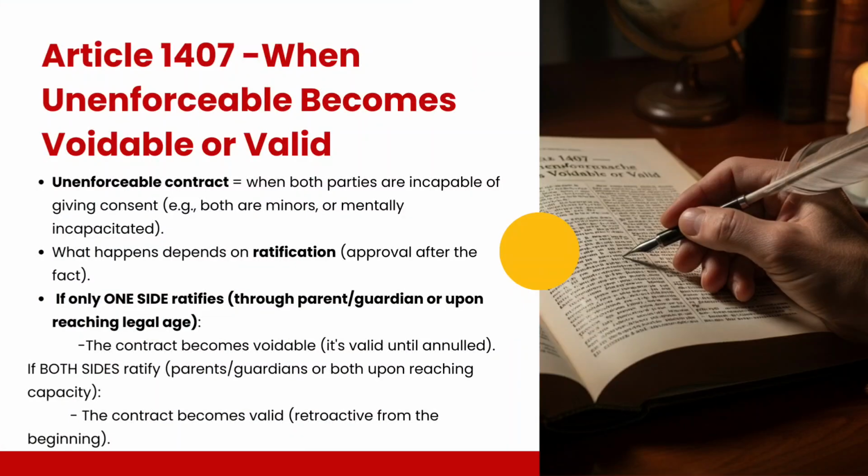Article 1407. In a contract where both parties are incapable of giving consent, express or implied ratification by the parent or guardian, as the case may be, of one of the contracting parties shall give the contract the same effect as if only one of them were incapacitated. If ratification is made by the parents or guardians, as the case may be, of both contracting parties, the contract shall be validated from the inception.